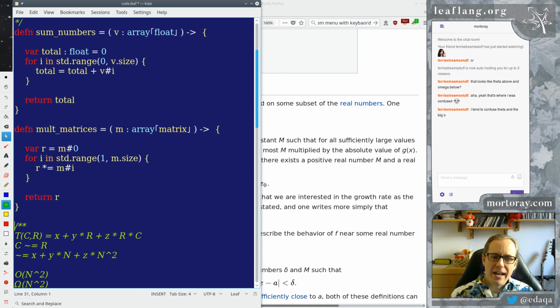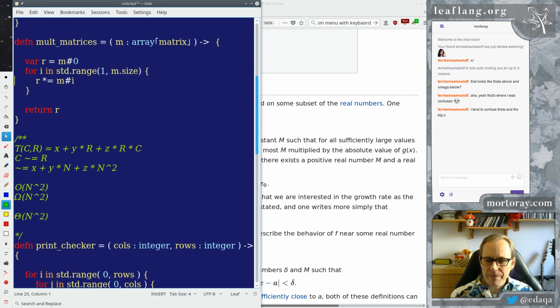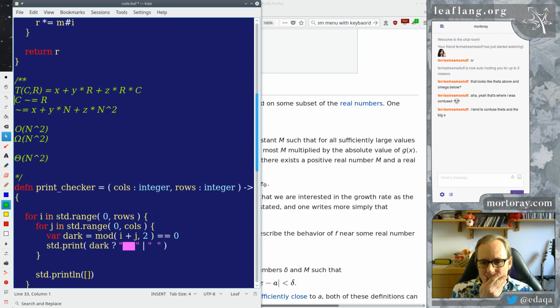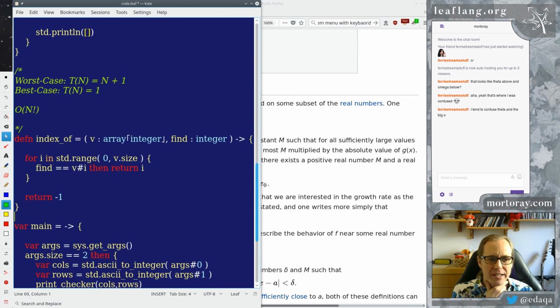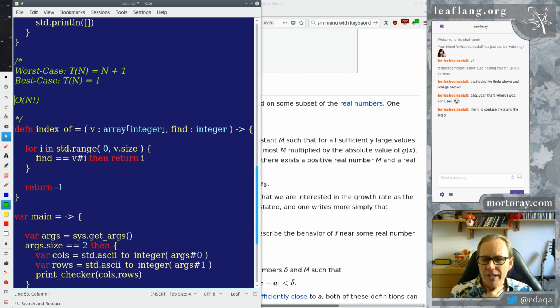So let's take that and go down to our index of. When we said that our worst case is T of n and best case is T of n, big O could be anything we want. Big O is n. But here's where the tricky part comes again. When we say big O, you have to pick what you want. This is the big O of the worst case.